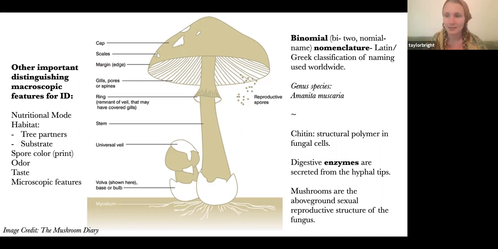Another interesting fact about fungi is they're comprised of chitin. And chitin is the same structural polymer that insects and arthropods and crustaceans are made out of. So that hard structural polymer is what makes fungal cell walls. So they're very resilient, they're very robust.